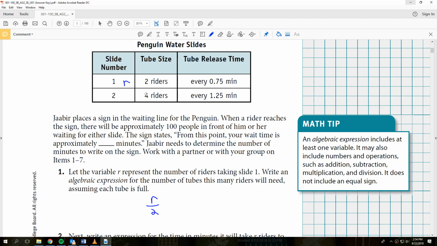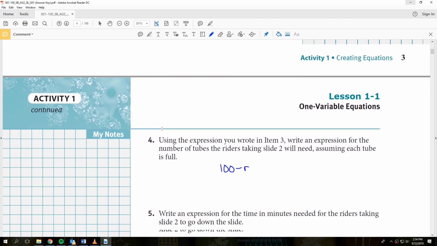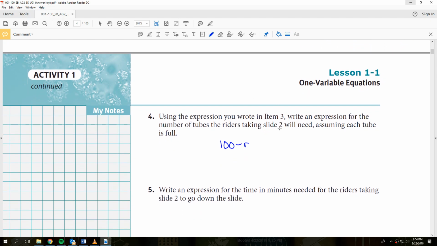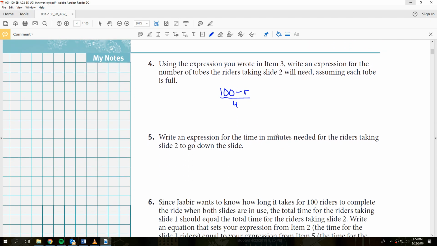So let's go ahead and put that in down here, because that's what this question is asking. How many tubes do you need? Write an expression for the number of tubes the riders taking slide 2 will need. Well, that's (100 minus R) divided by 4. And next up, I'm assuming they're going to need the time for slide 2, which looks like what they're asking. So write an expression for the time in minutes needed for the riders taking slide 2 to go down the slide. Well, we know how many different tubes we need, right? How many times they're sliding down, which is (100 minus R) divided by 4.